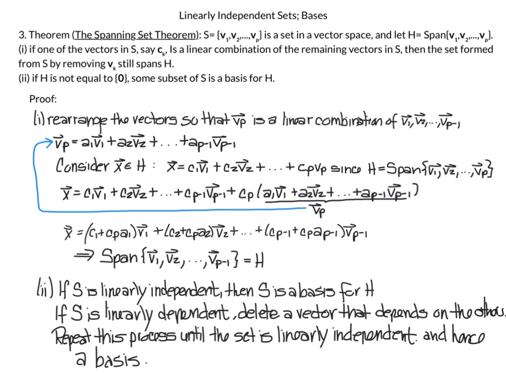The second part of this is that if H is not equal to the 0 vector, then some subset of S is a basis for H. So if S starts out as linearly independent, then S is a basis for H. If S is linearly dependent, then delete a vector that depends on the others, like we did here. We deleted VP. And we're going to repeat this process until the set is linearly independent and hence a basis.